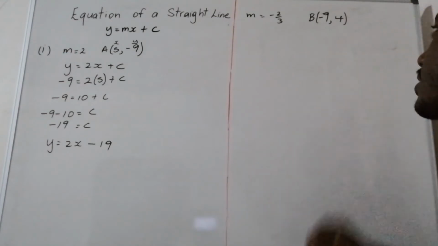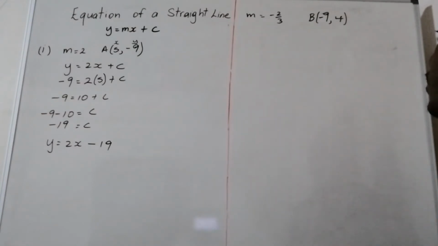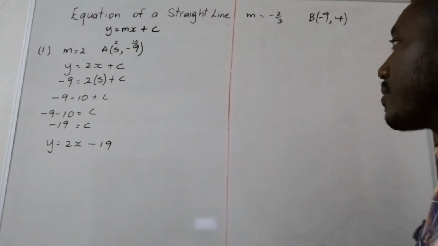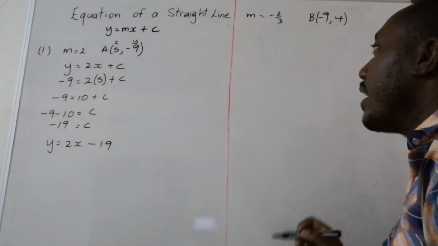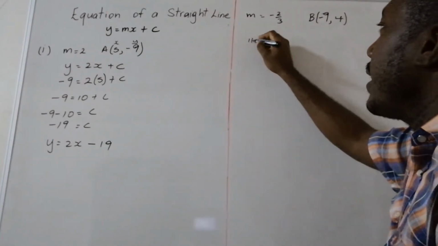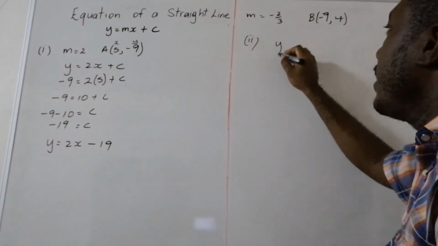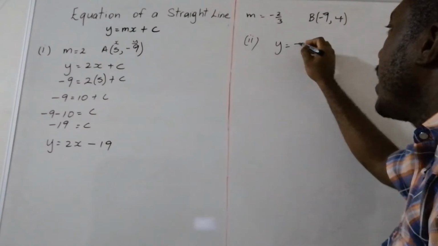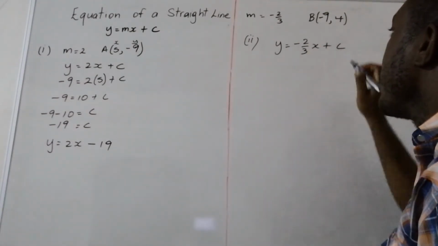Here the gradient is negative 2/3, and point B is negative 9, 4. So again, we follow the same steps. Since our equation of the straight line is y is equal to mx plus c, and we know our value for m, we can substitute that into our equation. So therefore, y is equal to minus 2 over 3x plus c.